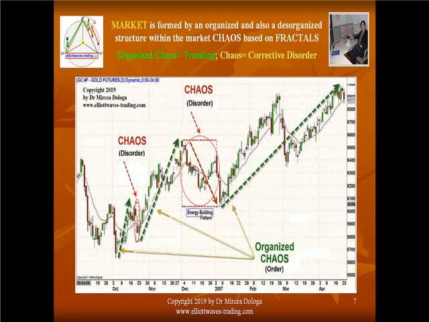Market is formed by an organized and also disorganized structure within the market chaos based on fractals. Organized chaos forms the trending, and corrective disorder forms really the chaos. If we take a look at this chart, we see 3 swings. This is the first, the second, and the third, which represent organized chaos, meaning the order. And then we have two corrections. This is the first, this is the second, which represent the disorder, meaning the real chaos.